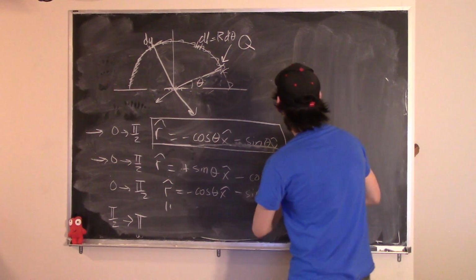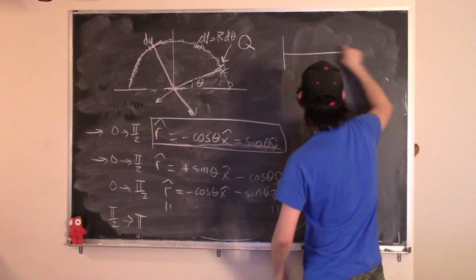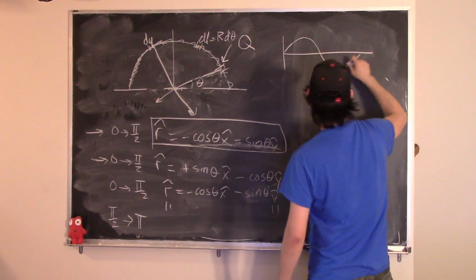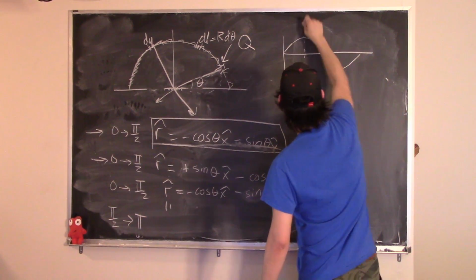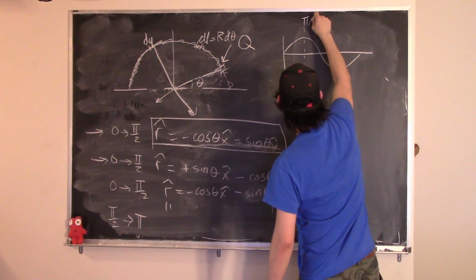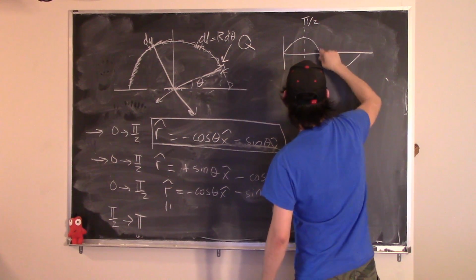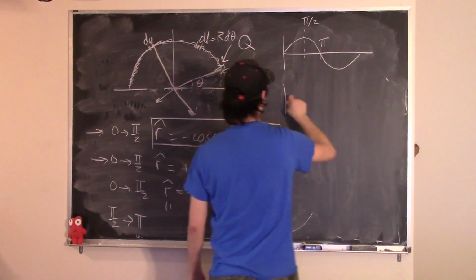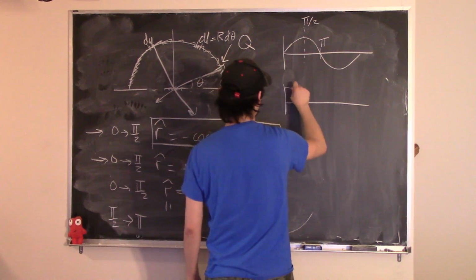if we plot our sine and cosine. So here's cosine, this here is sine, from 0 to pi. This is pi over 2. This is pi over 2. This is pi. And we don't have to go further for this example. And this is cosine. Cosine goes like that.